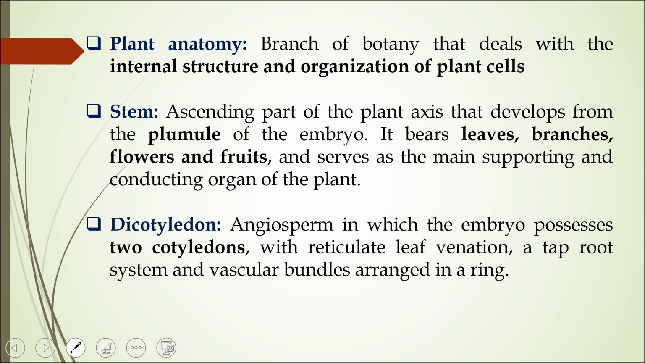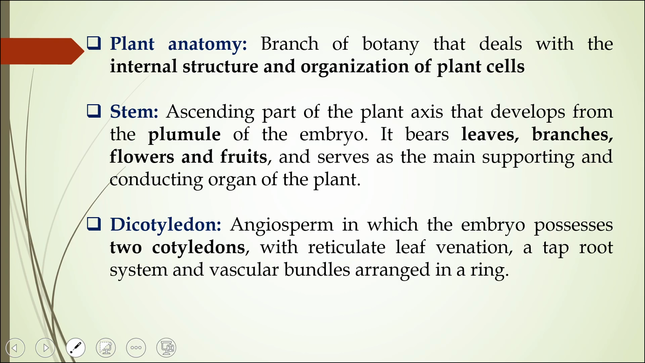Next one, the dicot. What is a dicot? A dicot is an angiosperm in which the embryo possesses two cotyledons. And what are the characteristic features of a dicot? The presence of reticulate venation in the leaf, a long taproot system, and vascular bundles arranged in a ring. These are the important characteristic features of a dicot.